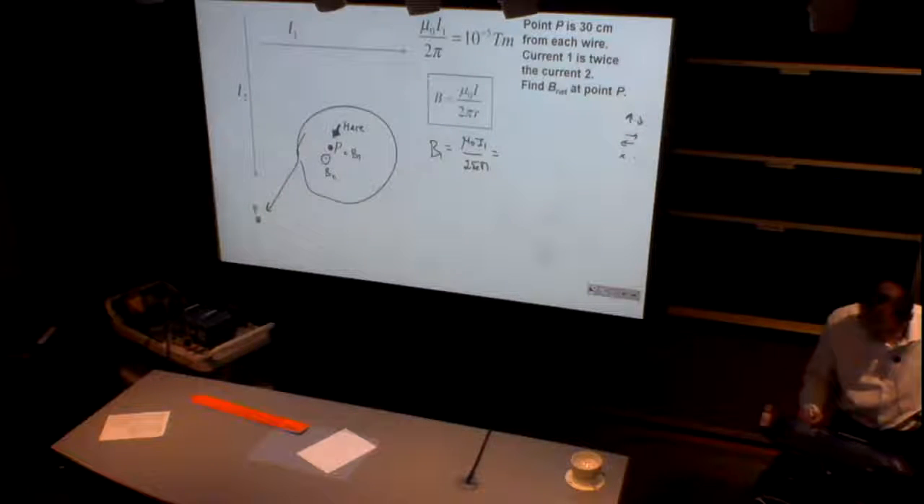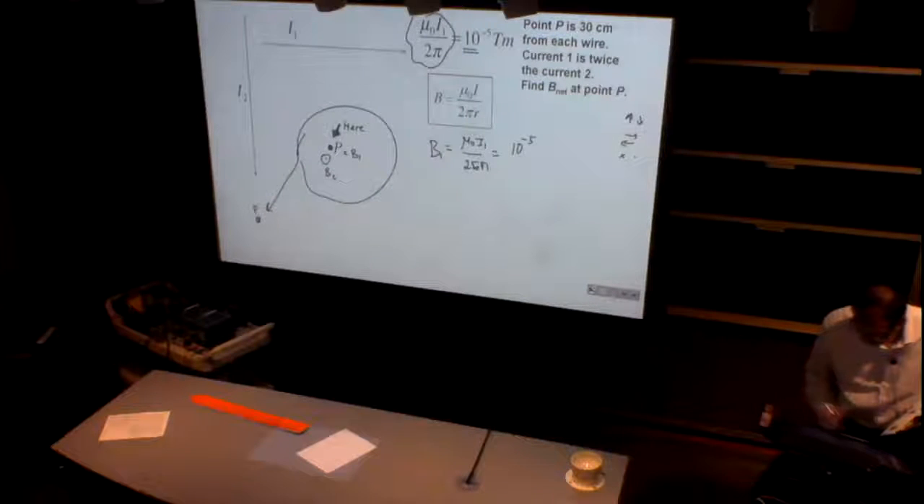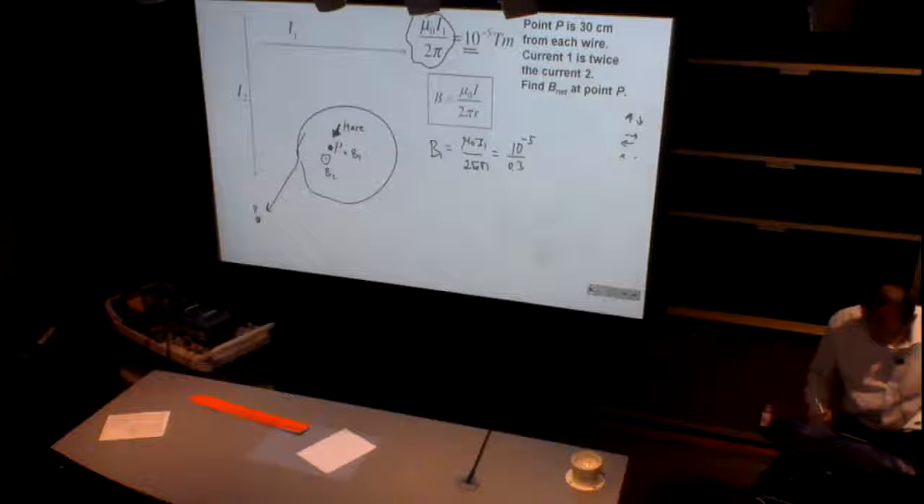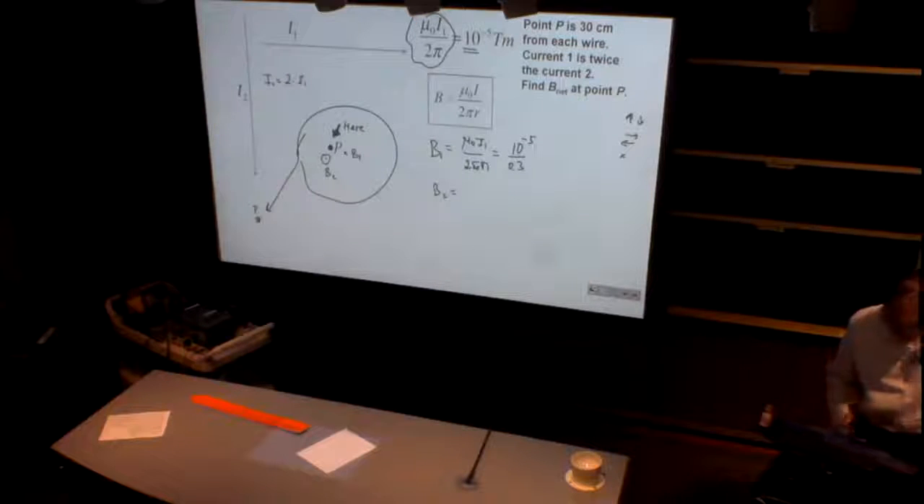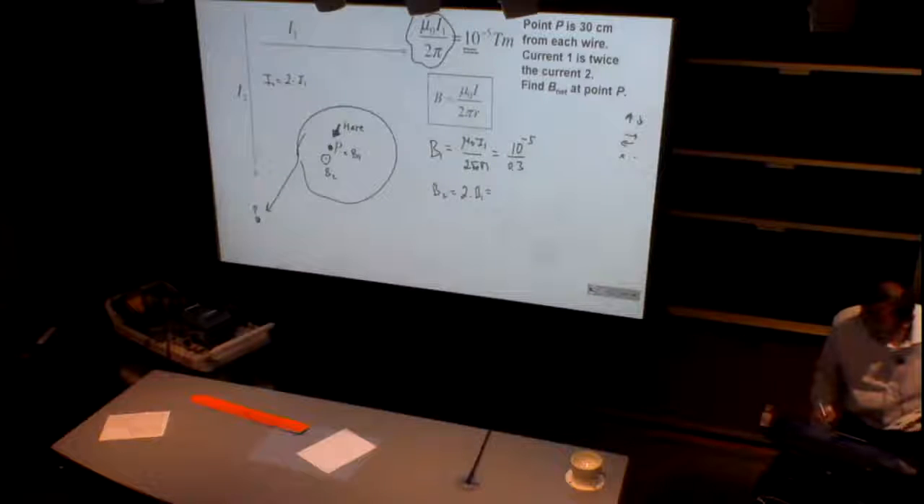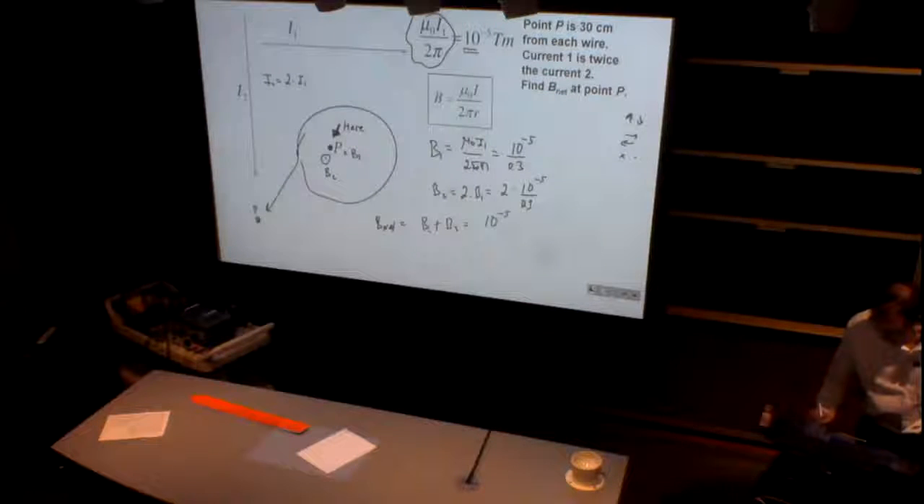Now what do we know? We know that this combination of variables is 10 to the negative 5, just to simplify our calculation, and the distance is 30 centimeters, 0.3. And B2 is different because electric current number 2 is twice stronger, higher. If the distance is the same, B2 will be twice stronger than B1. So 2 times this factor. So what do we do now? Well, B net is equal to B1 plus B2: 10 to the negative 5 over 0.3, plus 2 times 10 to the negative 5 over 0.3.